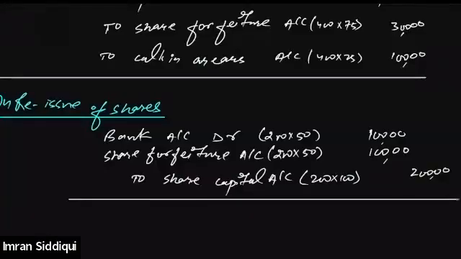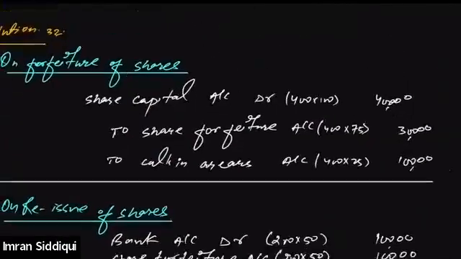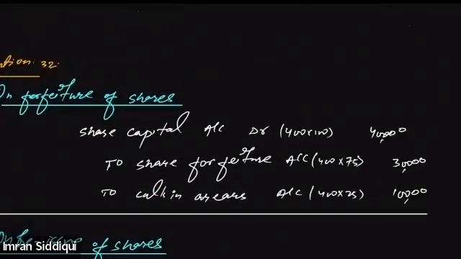So let me show you. Firstly, we will pass the entry for the forfeiture of share. I'm sure you have already done it. Share capital account debit, to share forfeiture account, to calls in arrears account: 40,000, 30,000, 10,000. I hope this is clear, everyone. Priya, Halima, this is for the forfeiture of shares. I hope this is clear, Halima. Yes. Mariam, is that clear to you?